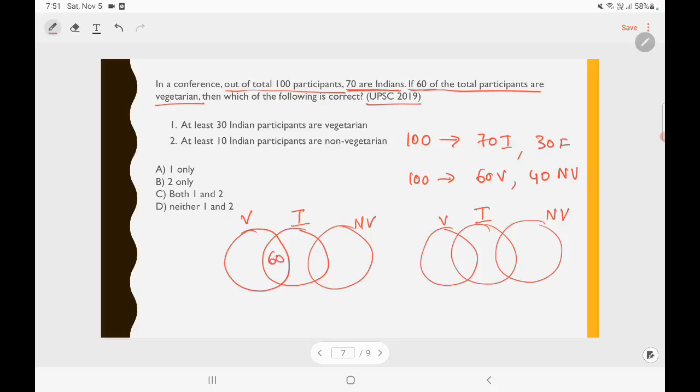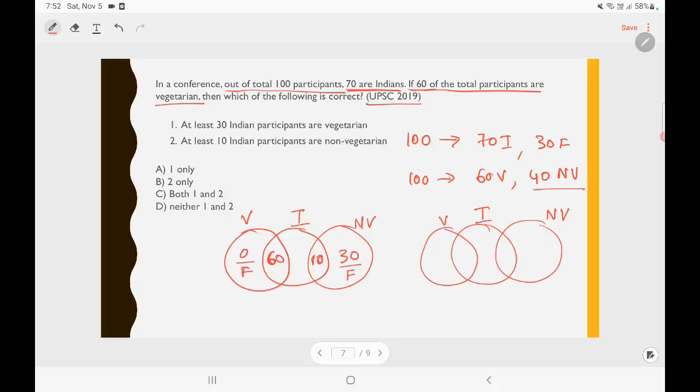So we will write 60 here, right? Then how many foreigners will be vegetarians? It will be 0, because all the 60 vegetarians are Indians. Now there are total 70 Indians, and we have already written 60 here, so we have to write 10 here. And we know that there are 40 non-vegetarians. We have already written 10 here, so we need to write 30 here. So 30 foreigners will be non-vegetarians.